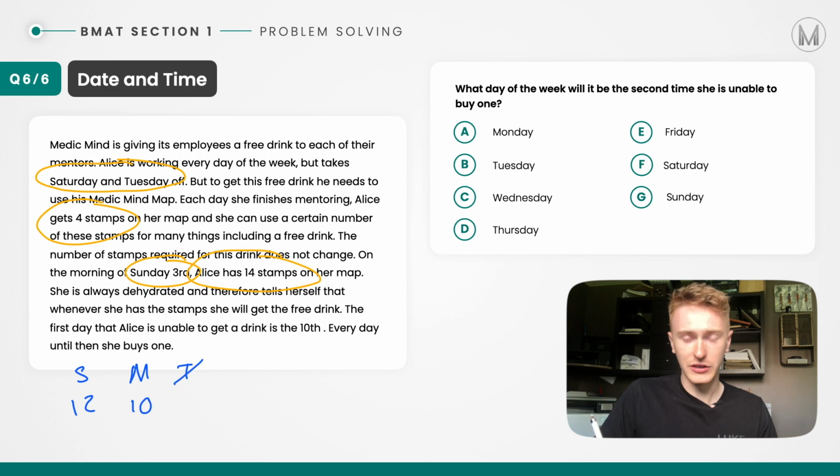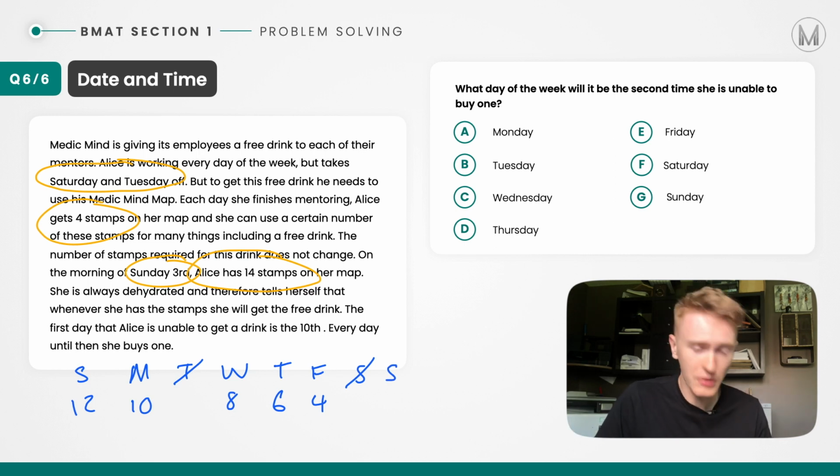Now on Tuesday, we're told she doesn't work. Wednesday, we go down to 8 stamps. End of Thursday, 6 stamps. You can see we're losing 2 each time. Friday, we're on 4 stamps. Saturday, we don't work. And Sunday, we've checked our answer because now we realize she can't afford that drink. She's only got 4 stamps at the end of Friday, 4 stamps therefore at the start of Sunday the 10th, and that means that she can't afford it on that day.